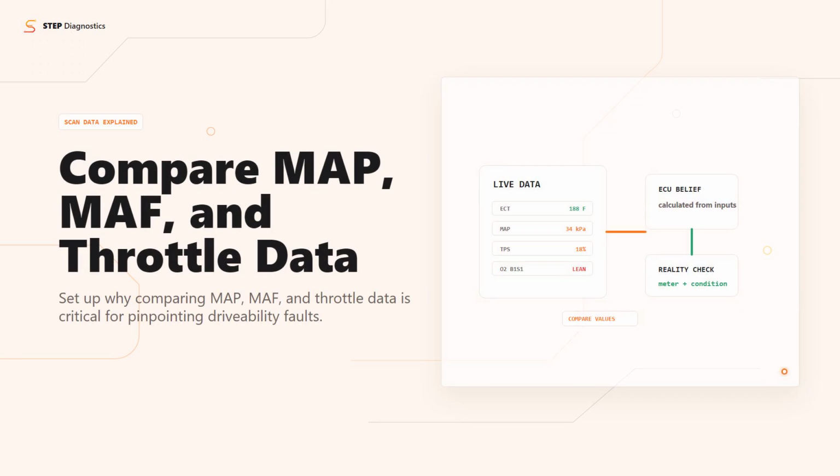Understanding MAP, MAF, and throttle data is essential for diagnosing engine problems. In this lesson, we'll show you how these sensors relate, how the ECU uses their signals, and the diagnostic strategy that leads to a solid answer instead of sensor guessing.